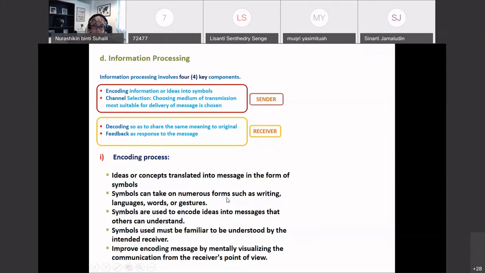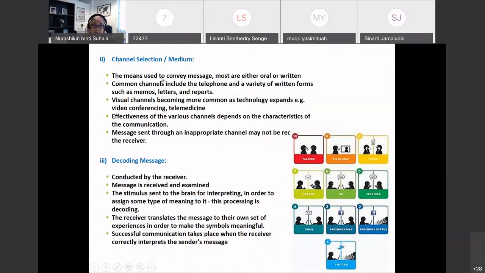So I hope that is clear: the encoding process, and decoding. In between, there is a channel selection or medium. Now I'm using Webex as the platform, which is the video platform. So that is the medium. When we choose the medium, we have to know whether it is suitable or not. For example, after you have done your FYP research, the department has outlined the channels whereby you have to present in written form, the thesis. Then you also have to present orally. That is another platform.